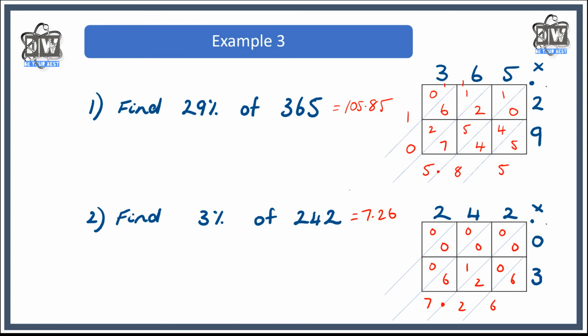If you haven't seen the video on the lattice method, highly recommend going and watching that one. Won't win an Oscar or anything like that, but it'll definitely help you with these types of questions. If you want to use your own method, you absolutely can. Just remember, my top tip is to take away the decimal place and then put it back at the end. So your one would be 365 timesing by 29. Just make sure you put your decimal place back at the end.